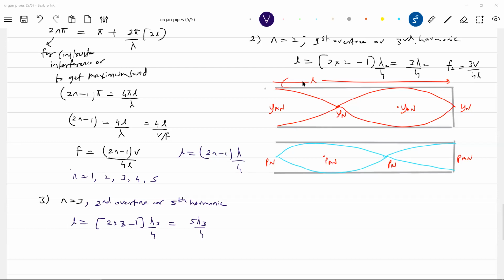No, no, don't call n equal to 3 the fourth harmonic. We should call it the fifth harmonic. Only odd harmonics are present, the even harmonics are absent. And what is F? If you are getting confused by the symbols, put n equal to 3, this will become F5. F5 will become 5V by 4L.